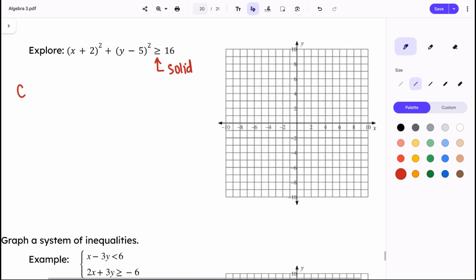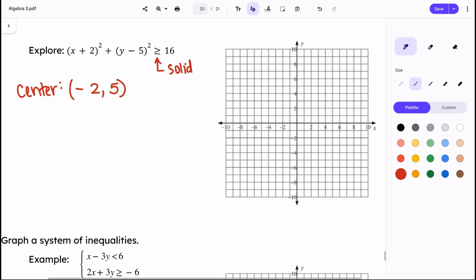Okay, let's talk about what's the center. What did you say, Autumn? No, I don't know. No, you do know. No, I don't. Yes, you do. Not confidently. -2, +5.